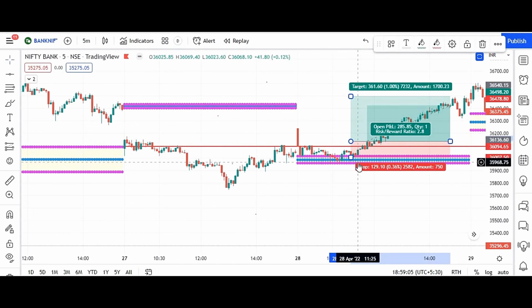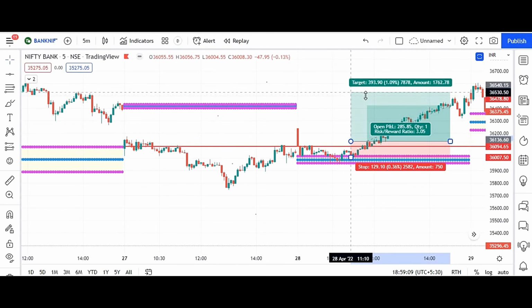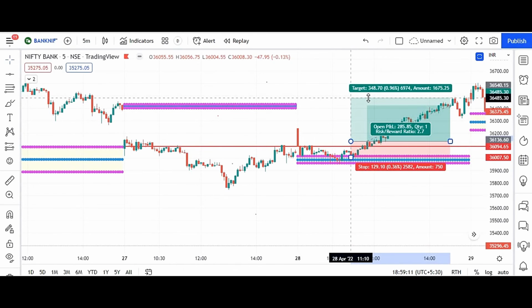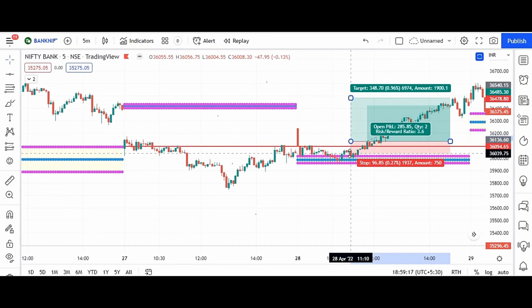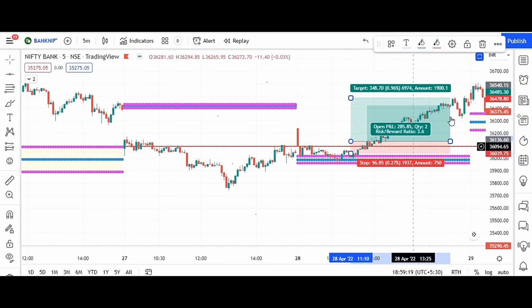Stop loss at the previous swing, previous swing is better, or below CPR will be a very high risk reward. This is like a low risk and high reward trade. Okay, you have made some 1:3. It's very good profit. If you keep the stop loss around this level, very good profit. You can make 1:3.